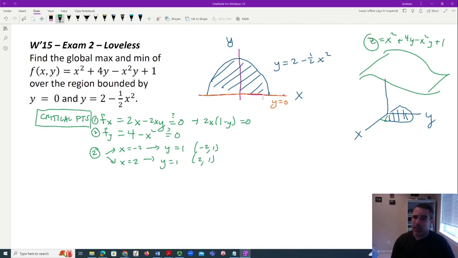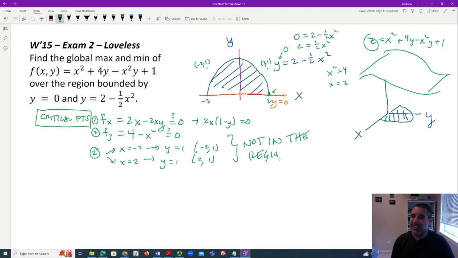Interesting, I guess I didn't plot here, but if y is 0, where do they intersect? So I'm curious if those are in my region. Well, let's see. You'd have 0 is equal to 2 minus 1/2 x squared. You'd have 2 equals 1/2 x squared. You would have x squared is 4, so x is 2. Oh, that's 2, and that's negative 2, which means 2, 1 is out here. Negative 2, 1, and 2, 1 are not in the region they're talking about. So I don't really need to do anything else with those.